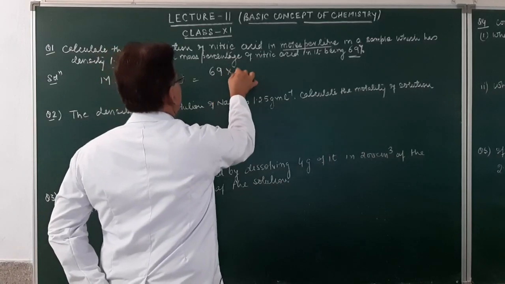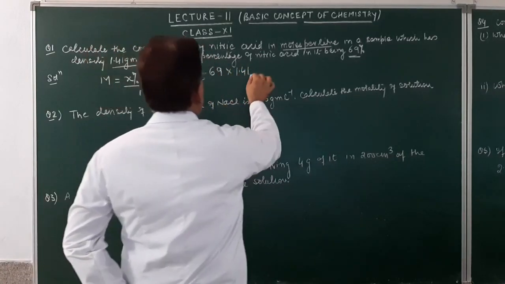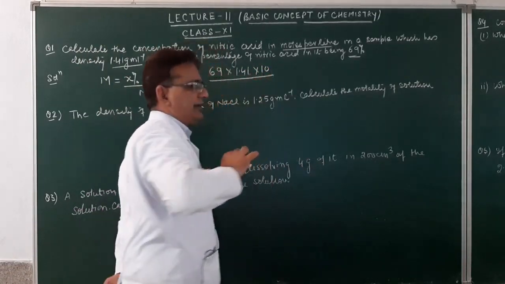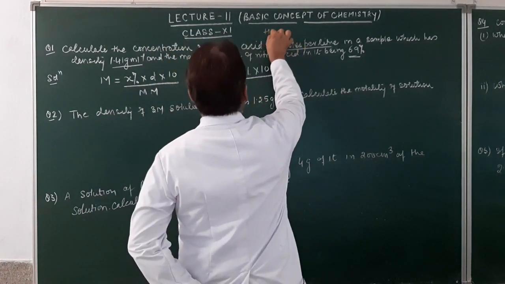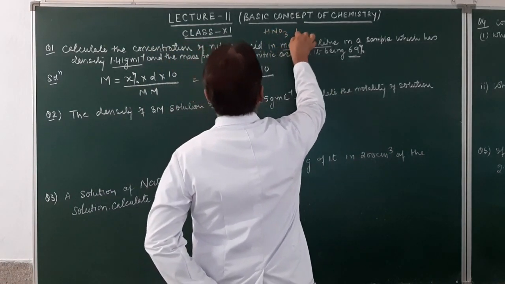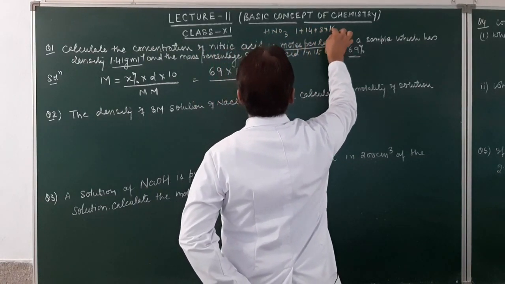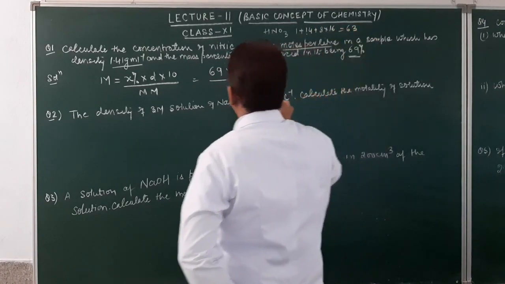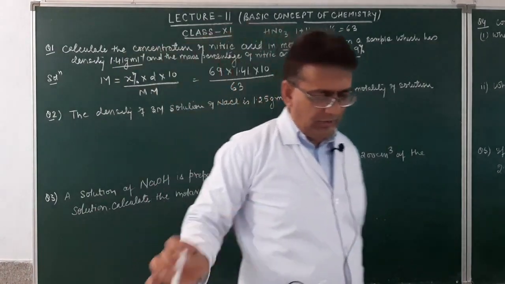What is the density of the solution given? It is given as 1.41 gram per ml, into 10. Now the molecular mass of nitric acid. This is HNO3. So this will be equal to 1 plus 14 plus 3 into 16. That is 48, 62 and 63. So divided by 63. I think I shall be very clear over here.